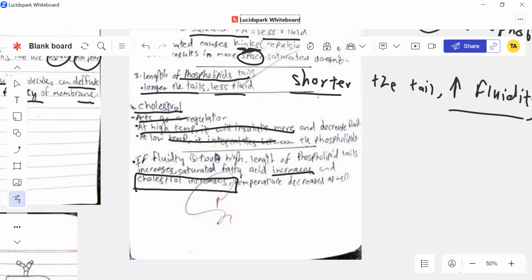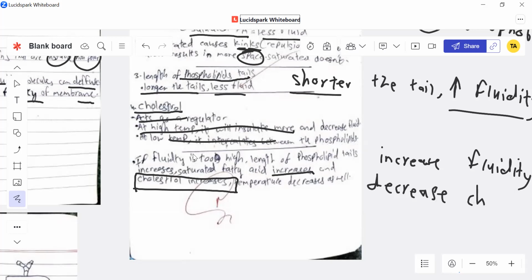What do I mean by this? Cholesterol would act as a regulator. So if you want to increase fluidity, you have to decrease cholesterol. So cholesterol is inversely proportional to fluidity. If cholesterol increases, fluidity would decrease. If cholesterol decreases, fluidity would increase.